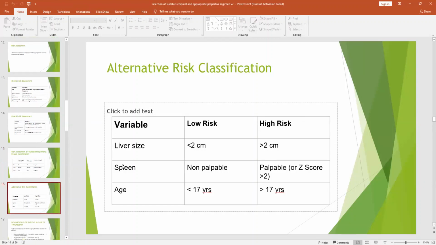And the alternative variable is the liver size. If it is less than 2 centimeter, it will be in the low risk, and more than 2 centimeter, it will be in the high risk. Spleen non-palpable will be in the low risk, while more than 2 will be in the high risk. And age less than 17 is in the low risk, while more than 17 years old will be in high risk.